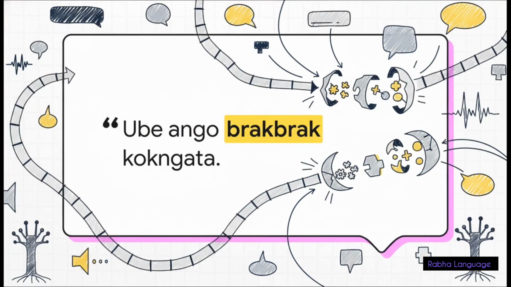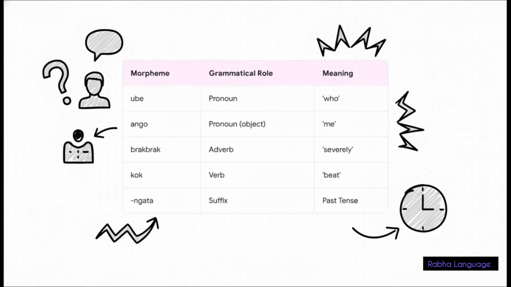So here it is. At first glance, it might just look like a string of unfamiliar sounds. But trust me, hidden inside are all the individual morphemes that are going to tell us the whole story. And boom, look at this breakdown. All of a sudden, the mystery starts to disappear. Ube is who, ango is me, brok means severely, and kuk is the verb to beat.